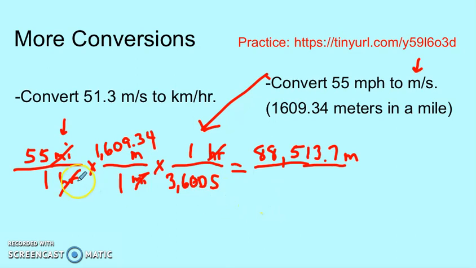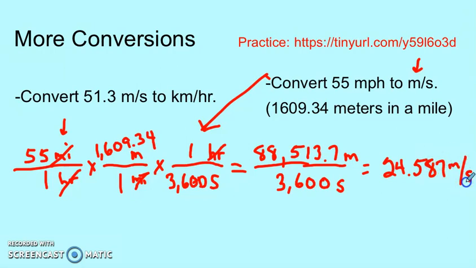Let's multiply straight across the bottom. 1 times 3,600. And it's 3,600 seconds. So now on your calculator, you just type in 88,513.7 divided by 3600, and you will end up with 24.587. 24.587 in this case. And what is the unit of this? Looks like meters per second is what this is.